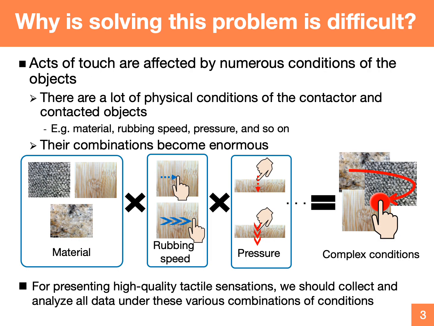One of the reasons why solving this problem is difficult is that acts of touch are affected by numerous conditions of the objects. If the surface material, rubbing speed, or pressure are different between the contactor and the contacted objects, the induced phenomena are different between them. For presenting high-quality tactile sensations, we should collect and analyze all data under these various conditions.